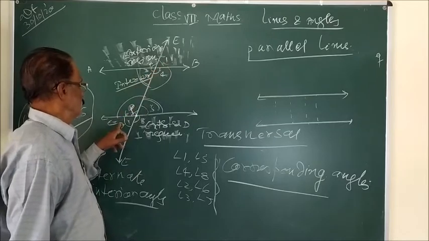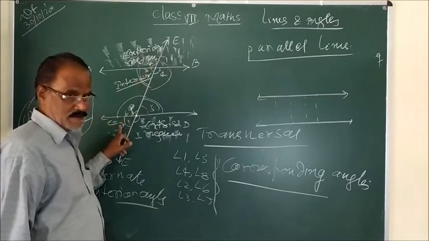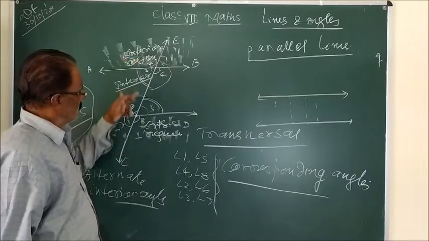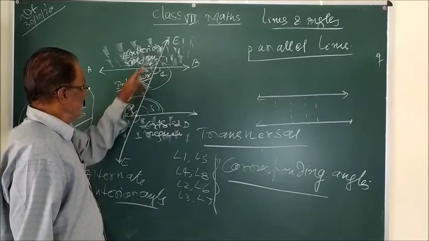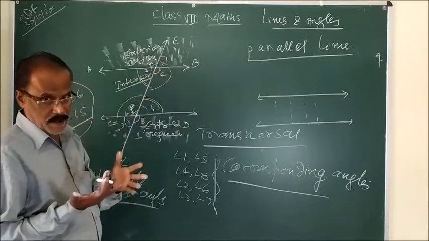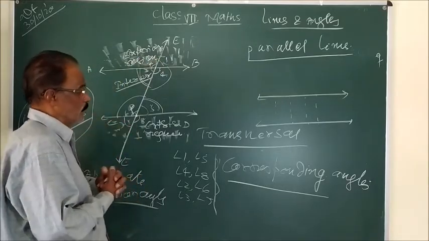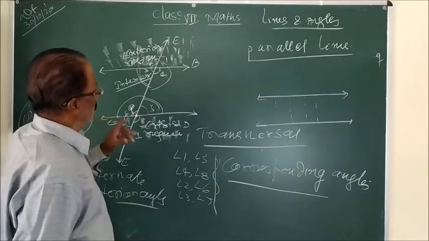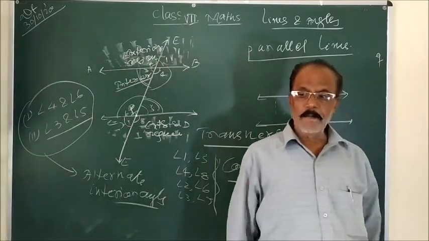ये angle 1 is equal to angle 7, and angle 2 is equal to angle 8. ये जो पेयर है एक्सटीरियर एंगल का अल्टरनेट, because they are formed in the exterior part. So these are the properties of parallel lines.